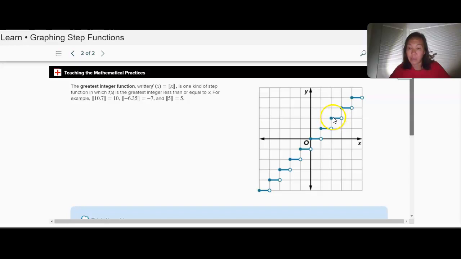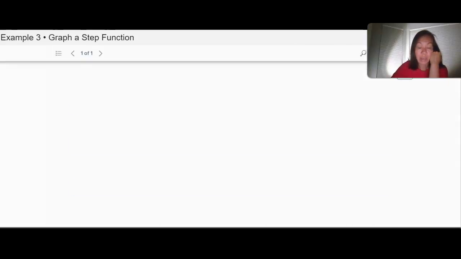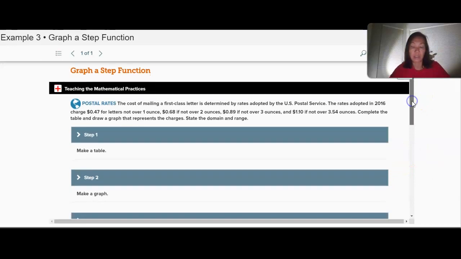So any value between 2 and 3, the closest integer not bigger than that would be 2. Does that make sense? So you would graph each of these as a series of steps. So we're going to look at graphing a step function. And again, if you have all the pieces, you're really just graphing a set of horizontal lines. So there's going to be some where you have the pieces and you just have to graph them.